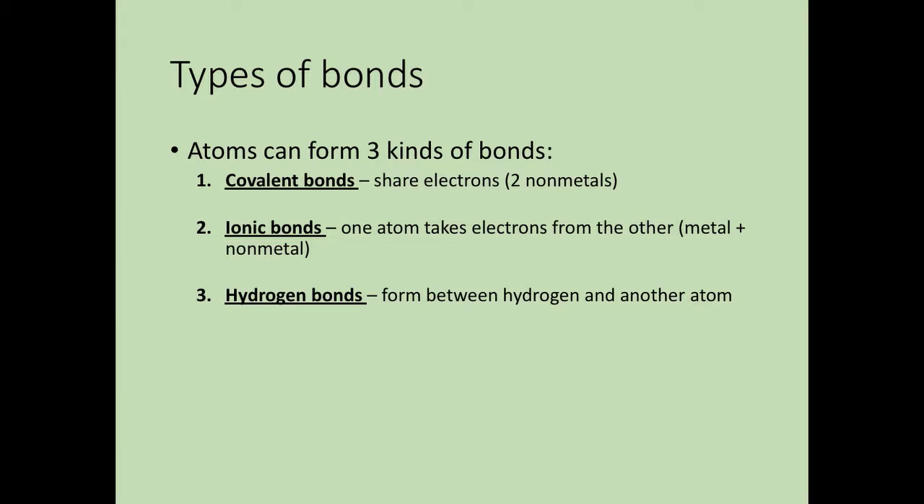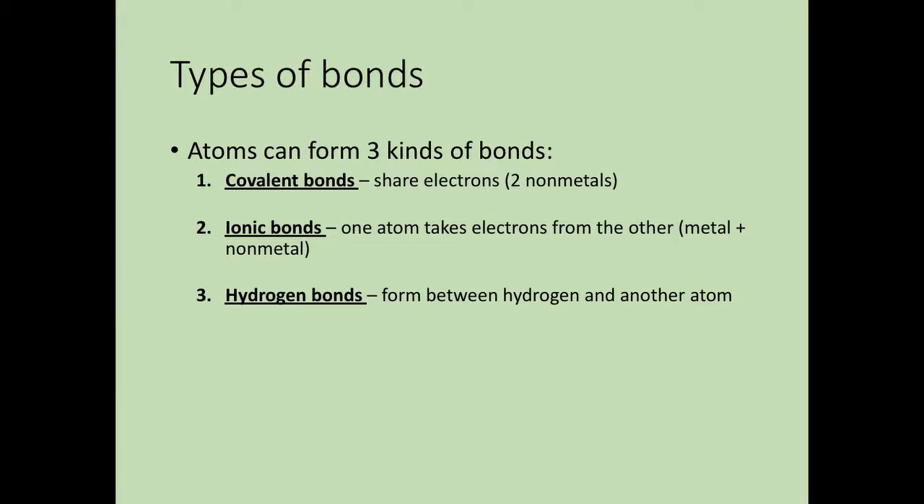So, speaking of bonds, these 3 aren't necessarily just for carbon or just any kind of atomic bond. We'll come back to carbon here in a few minutes. But atoms can form 3 kinds of bonds. The first kind of bond is called a covalent bond. And in a covalent bond, the atoms share the electrons. So the electrons will be with both atoms equally.